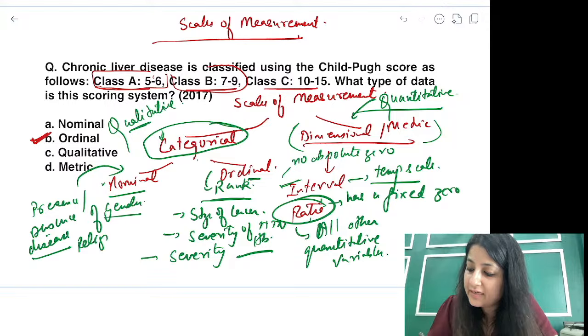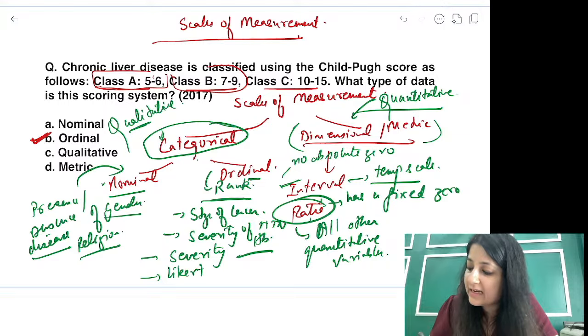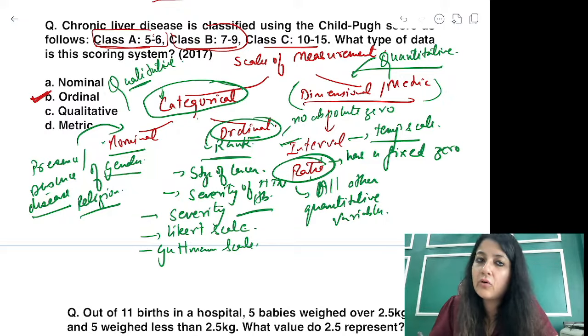Religion, we have different types of religion. Clear? We have different types of religion. But suppose I say Likert scale, that is a satisfaction scale. Suppose I say Guttman scale, wherever you can put in an order, guys, that is an ordinal scale. So here you could place in an order, so it becomes an ordinal scale.